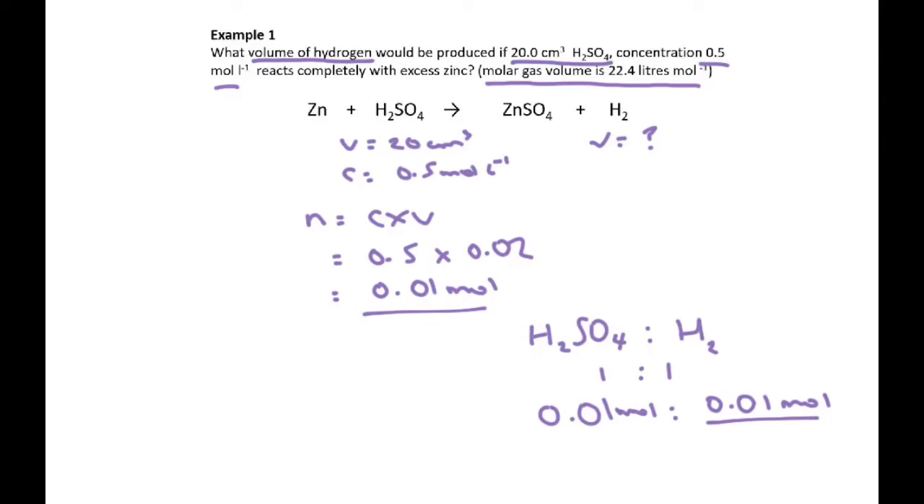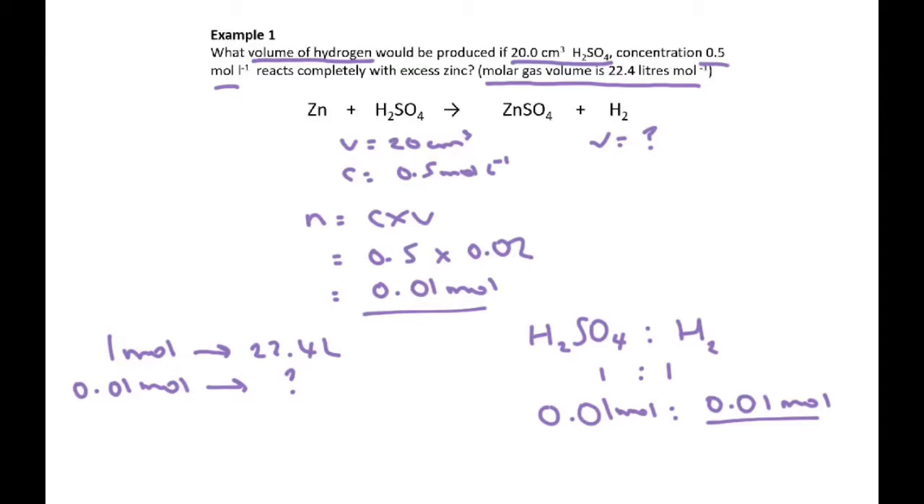volume relationship comes in. So if we take that molar volume, 22.4, what that literally translates to is for every 1 mole of gas that occupies 22.4 litres. Now I don't have 1 mole of hydrogen, I have 0.01 moles. So what volume does that occupy?